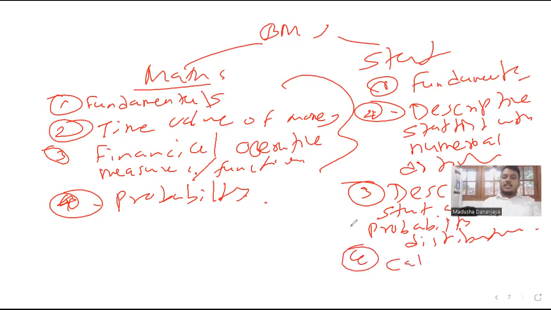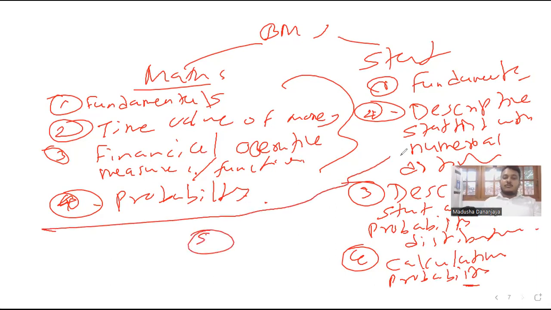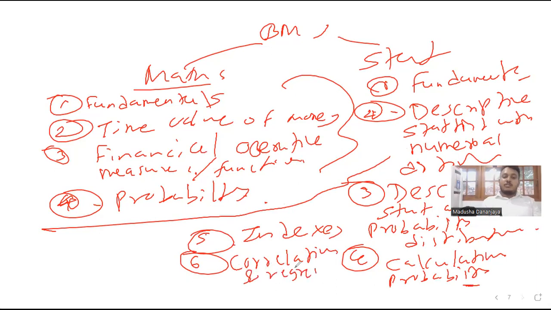Fourth one, calculating probability, especially of a normal distribution, right? Fifth one, indexes, price indexes, quantity indexes, right? I think you can remember those things. Next one, correlation and regression. Last one, time series. Now see whether you have learned these lessons from anywhere you might have gone so far, right?